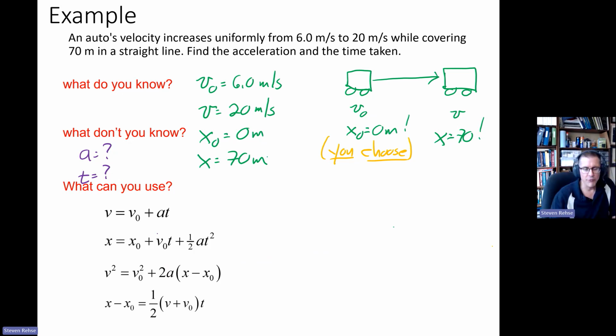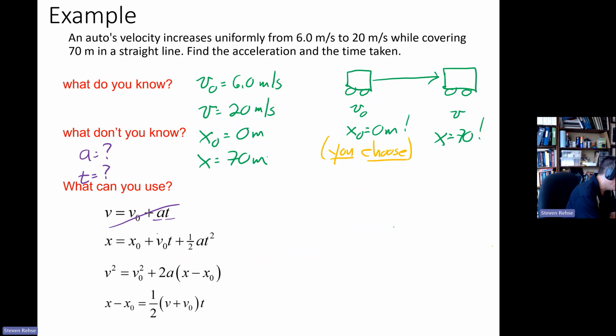So here are the 4 principal kinematic equations. There's that first one, v equals v naught plus at. I cannot use that because I don't know a and I don't know t. You cannot use one equation that has 2 things you don't know. I'm looking for an equation where there's 1 thing I don't know and I know everything else.